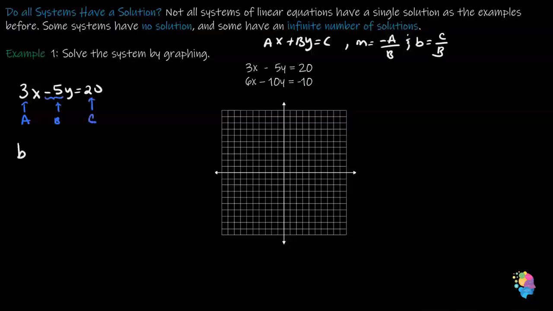Let's find our y-intercept, and we do that by dividing c over b. So that becomes 20 divided by negative 5. Well, 20 divided by 5 is 4, and because I have different signs, this is negative 4. So let's plot the y-intercept on the y-axis, and that will be located at negative 4.